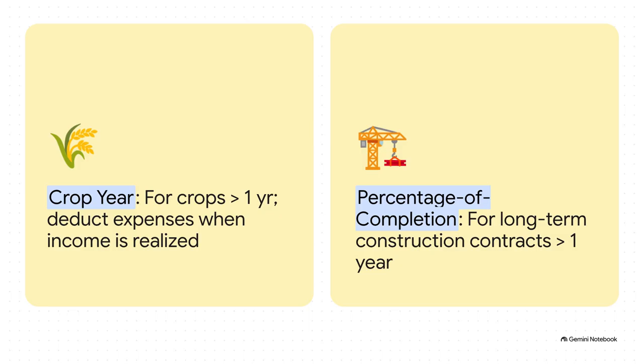That means you hold off on deducting all those planting and watering expenses until the year you actually sell the harvested crop. And for construction contracts spanning over a year, you have to use the percentage of completion method, which means recognizing your income based on the estimated work completed by the end of that specific year.